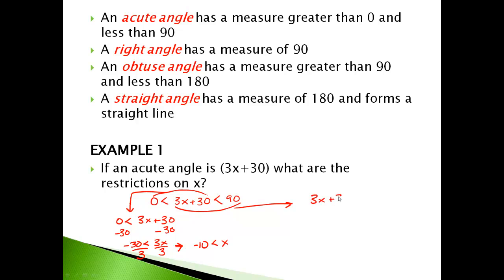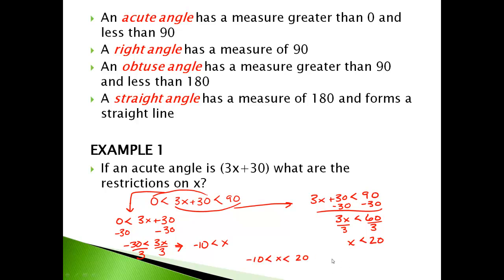So 3x plus 30 has to be less than 90. So again, you subtract 30. Same first step for both parts. Which gives you 3x is less than 60. Divide by 3. Which will give you x is less than 20. So the restrictions are, you can write it as -10 is less than x, which is less than 20.